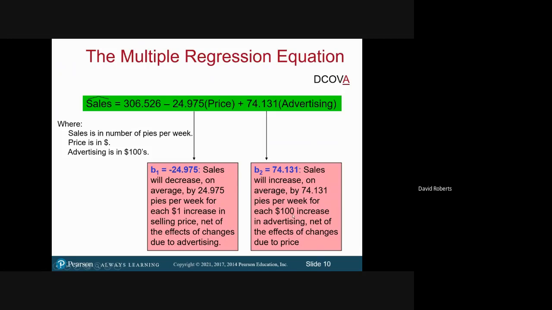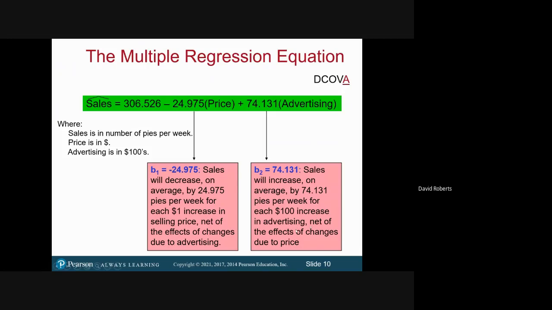Sorry, I thought it was 1,000. So if you spend $100 in advertising, you can expect the number of pie sales to go up by 74. So if you increase the price of the pies by $1, we'll say it's minus 25, but you spend $100 on advertising, that'd be plus 74. You would have a net increase of about 49 units, 74 minus the 25.